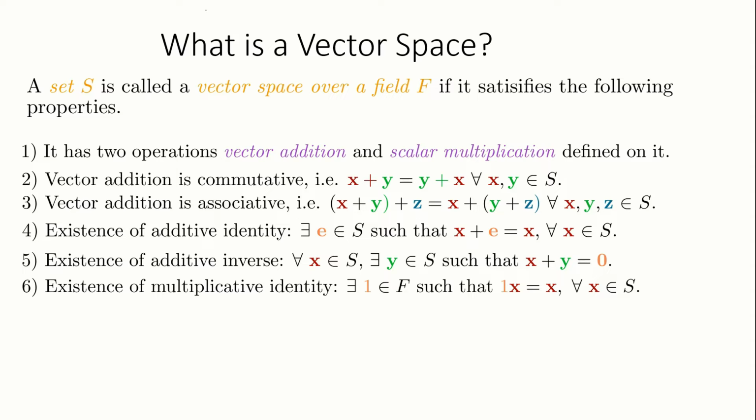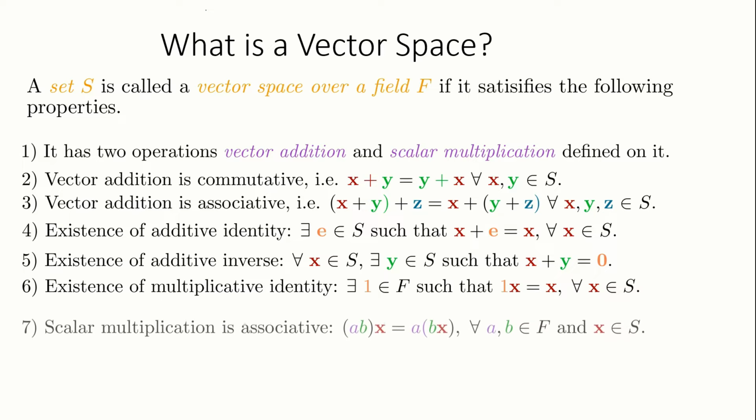Sixth, there should be a multiplicative identity so that if we multiply it with any element of the set S, the resultant element should not change. Multiplication is defined for a scalar and a vector, and addition is defined for two vectors. So the additive identity belongs to the set S and the multiplicative identity belongs to the field of scalars. Please keep in mind that here 1 does not mean the integer 1. Even in some cases, the field of scalars is not the set of real numbers or set of integers. We just represent multiplicative identity with the symbol 1.